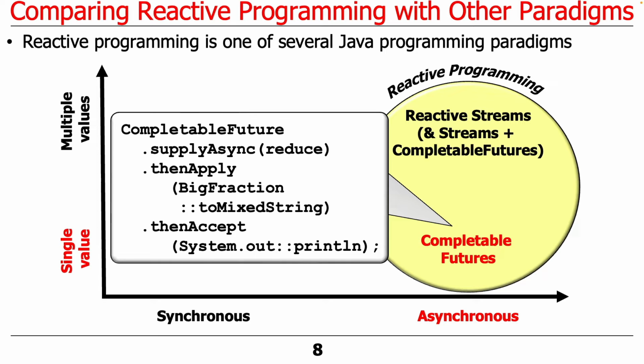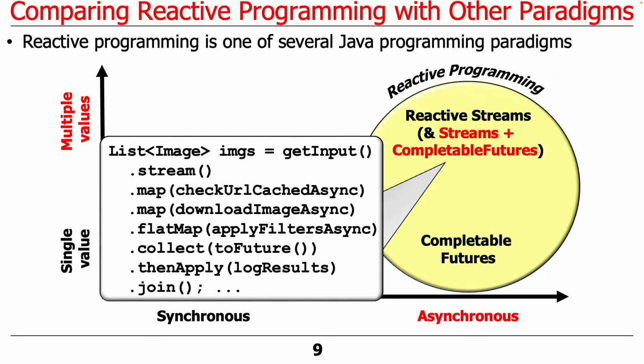Each of these completion stage methods that get called after the supplyAsync factory method will return a single value, which will be a CompletableFuture to something or other. supplyAsync returns a CompletableFuture to a BigInteger that's been reduced. Then apply returns a CompletableFuture to a string that's been converted to a mixed string or mixed fraction. And then accept returns a CompletableFuture to void, just saying, I'm done. But we have single values for each of these things. So single value, yet the computations run asynchronously.